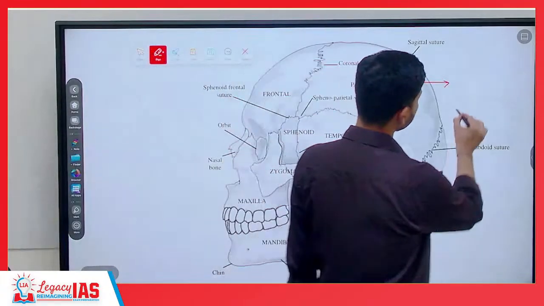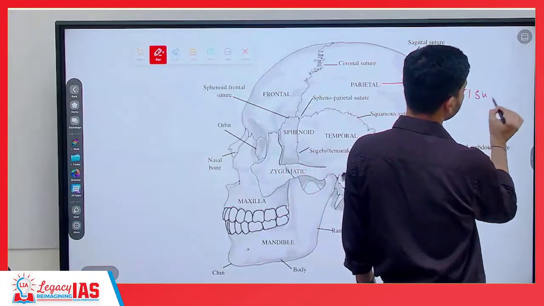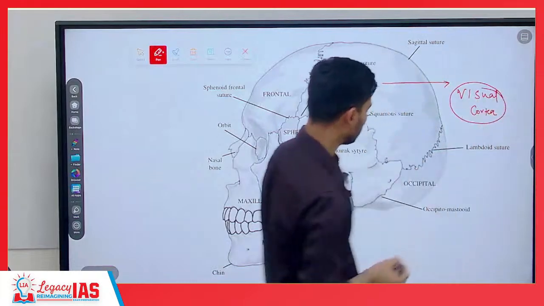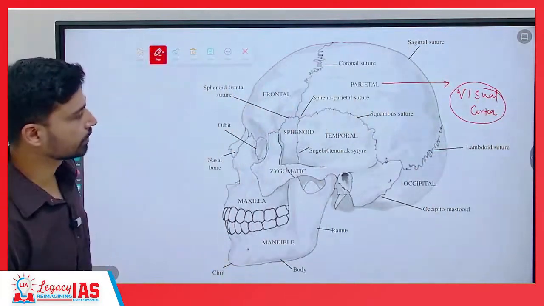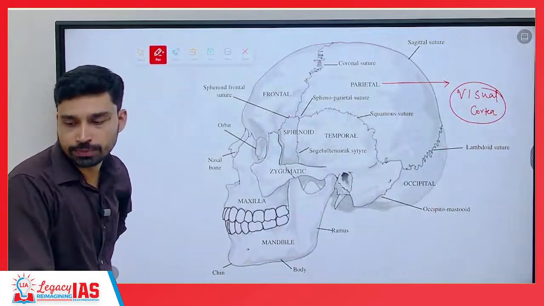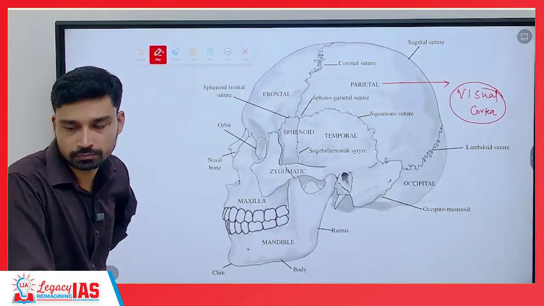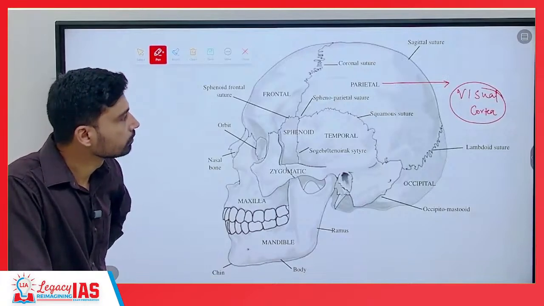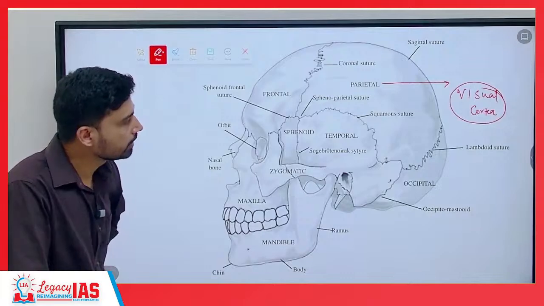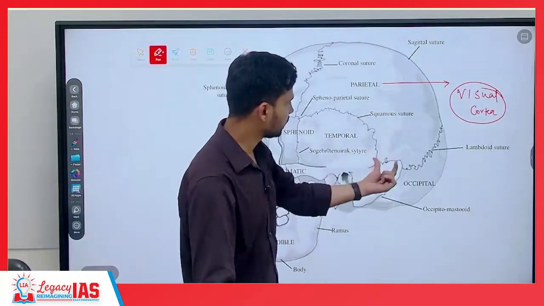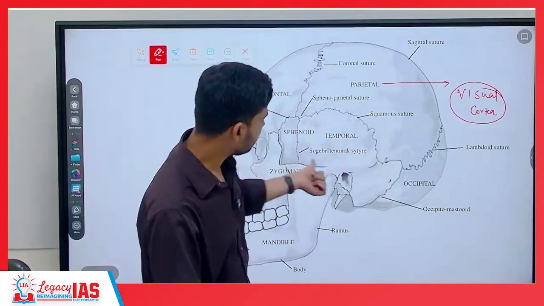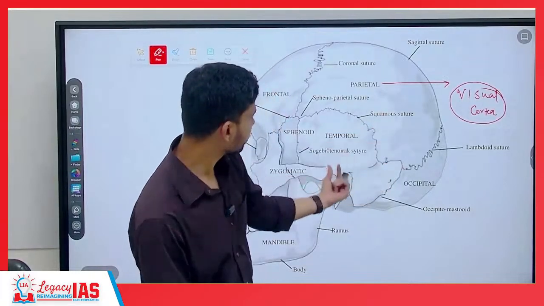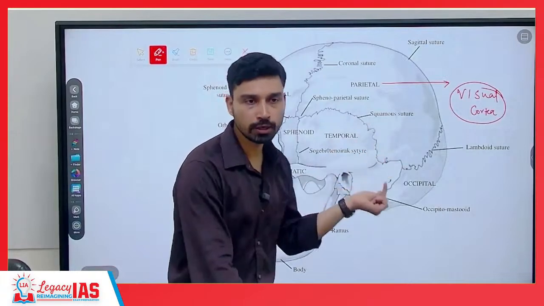Third, we can write about the visual cortex of the brain. Visual cortex of the brain is basically around this area. We have the eye there, and it is connected to the backward part of the skull. So somewhere between the parietal lobe and the temporal lobe lies the visual cortex of the brain.